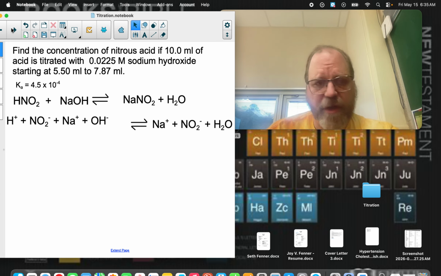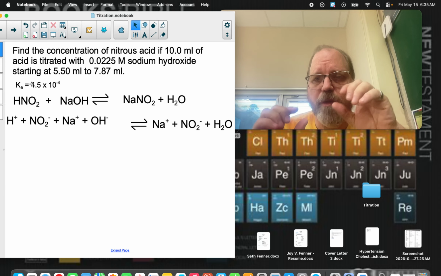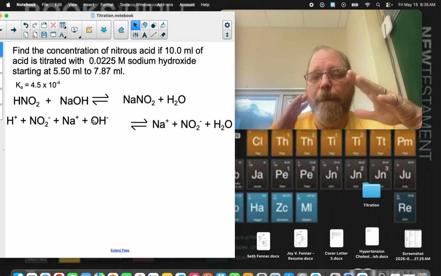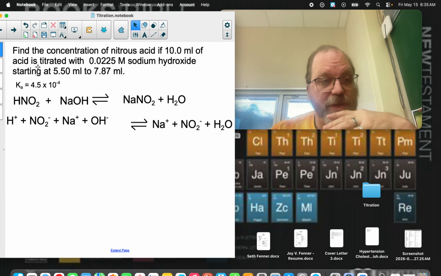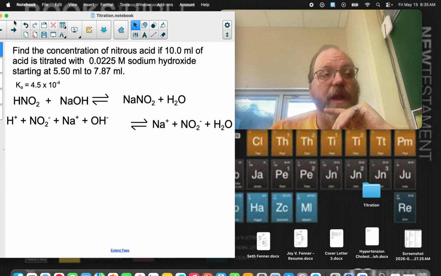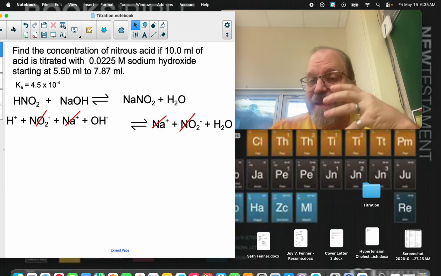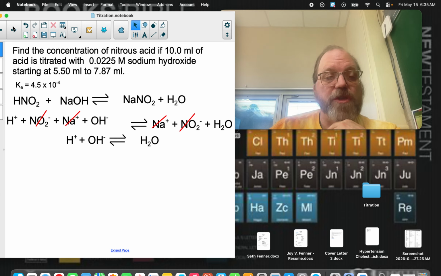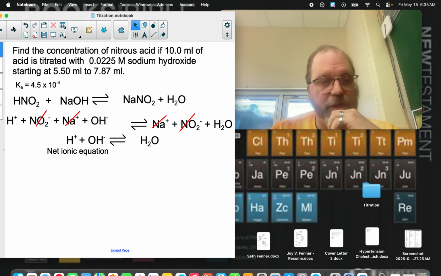We're going to do something different here, though. Because we're dealing with only specific ions we want to look at, we're going to separate into what we call spectator ions. A hydrogen ion plus a nitrite ion plus a sodium ion plus a hydroxide ion gives me a sodium ion plus nitrite plus water. And we're going to eliminate what we call the spectators, the ones that really don't do anything. At the end of that, we generate just what's left: H plus hydroxide, which gives us what we call a net ionic equation. We used that earlier this year.